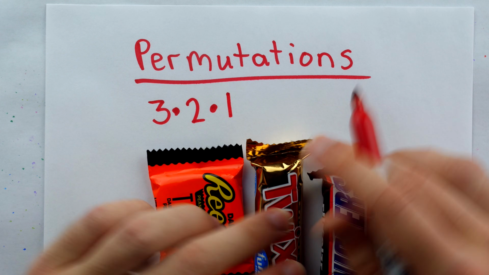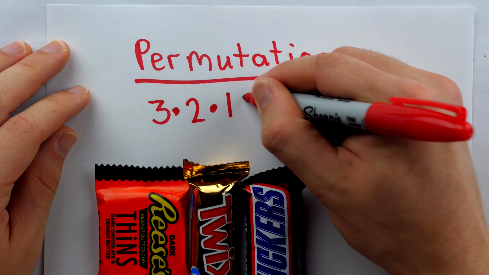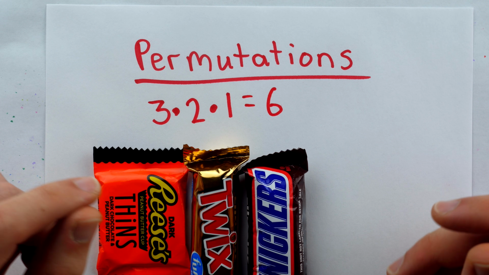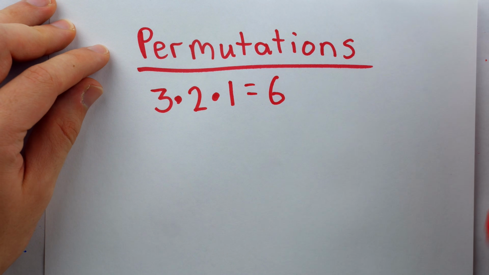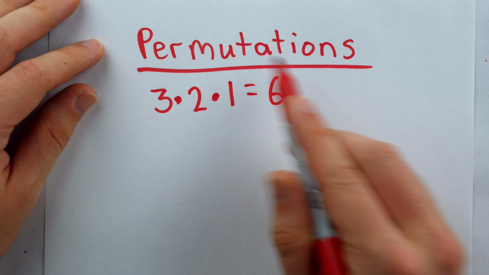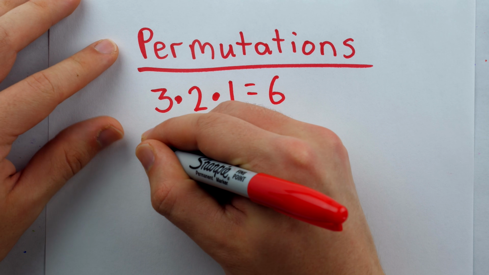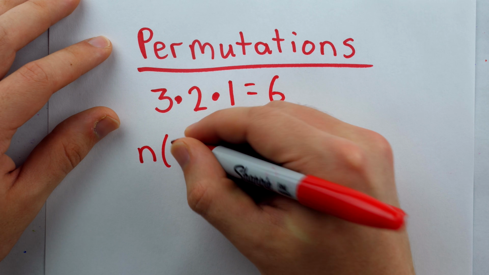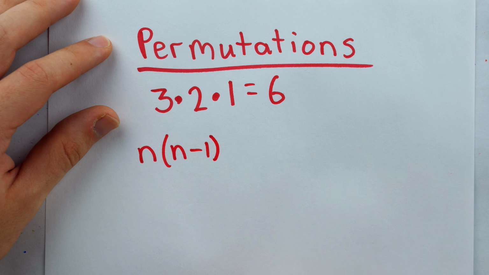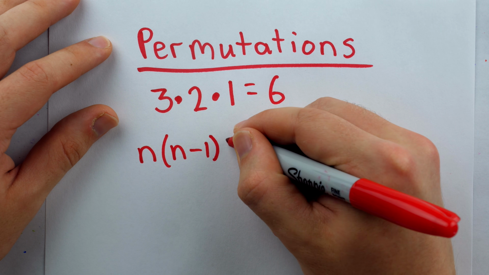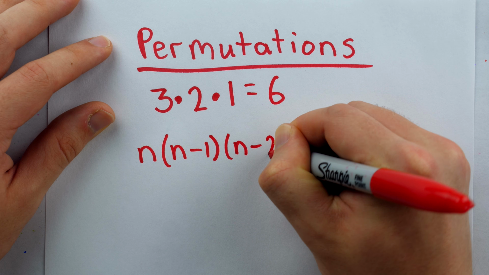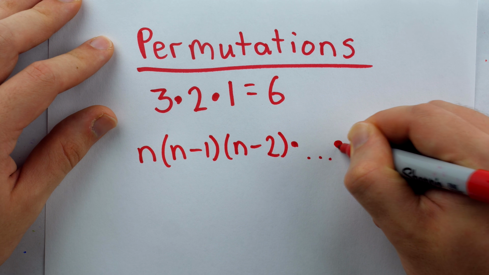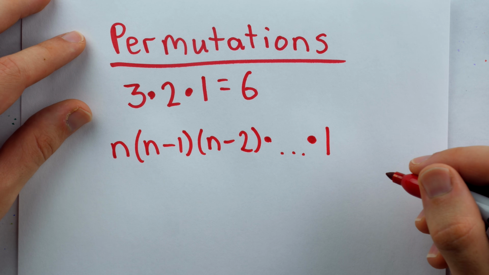In total, we can multiply these numbers of choices together and find that there are 6 possible orderings of these 3 candies. In general, if we had n candies, the number of ways we could order them could be calculated in a similar way. We would have n candies that we could choose to go first, and once we've put 1 candy first, we have n minus 1 candies left that could go second. We would multiply those together, and then we would have n minus 2 candies that could go third, and so on, all the way down to just having a single candy and a single choice that remains.